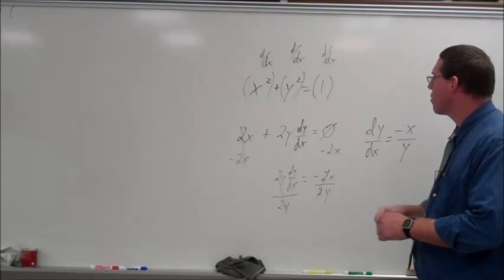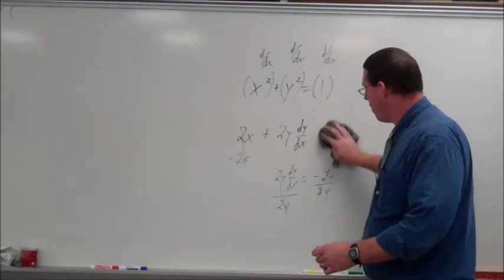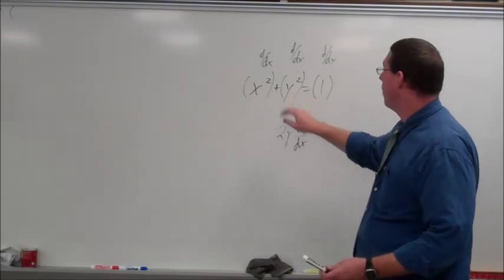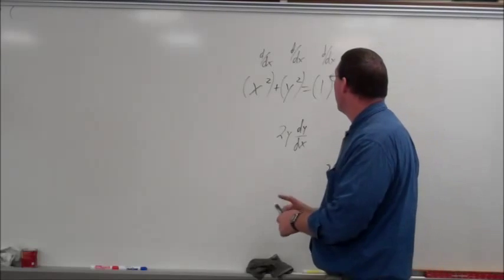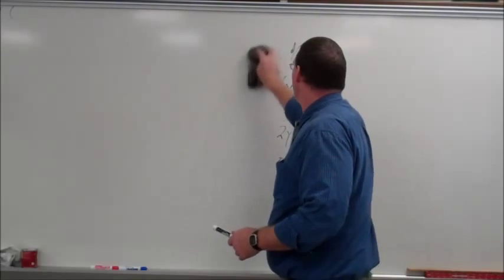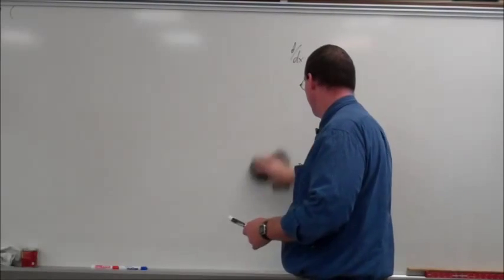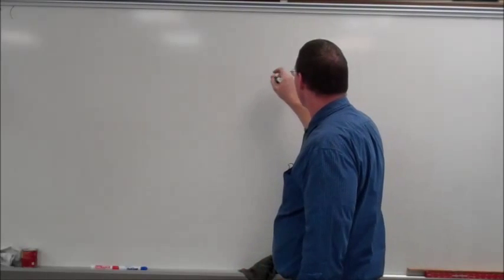So now I want to explain why in the world we put on that dy/dx when we do the derivative of the y squared portion. Really, it's a chain rule thing. I'm going to get rid of this, and I'm just going to focus on the y squared part.